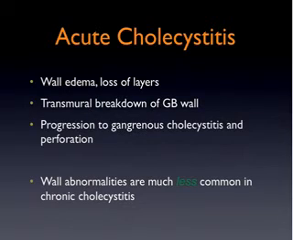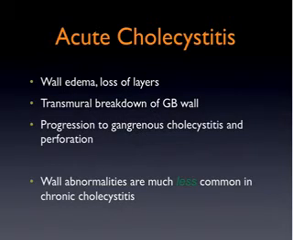Some other findings that you see on ultrasound with acute cholecystitis would be, number one, a sonographic Murphy sign. Number two, gallbladder distension. Number three, that same gallbladder wall thickening. Number four, intramural gallbladder wall edema. Number five, the pericholecystic fluid that we discussed. And then number six, intraluminal material like stones or sludge.